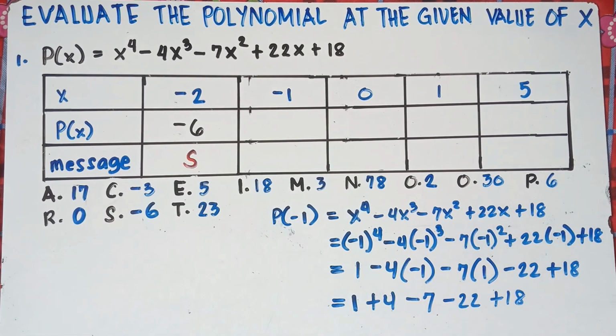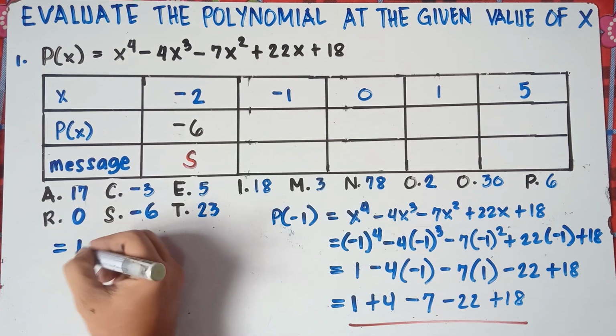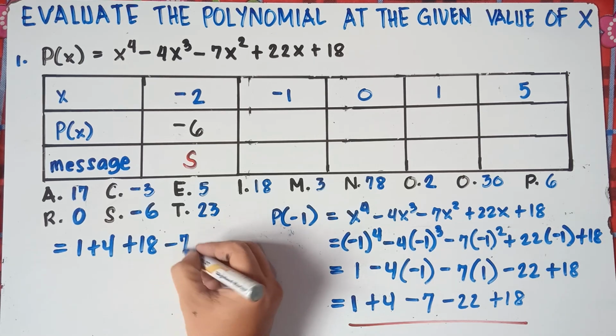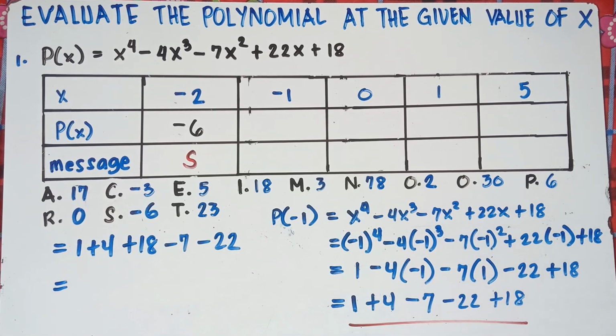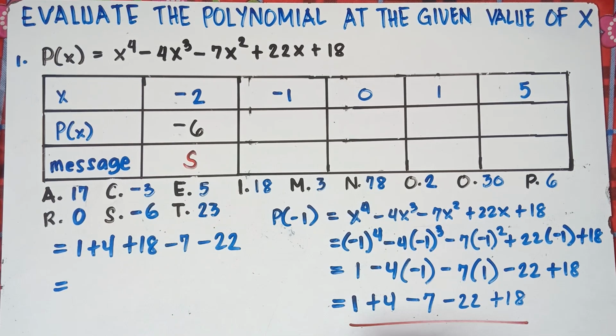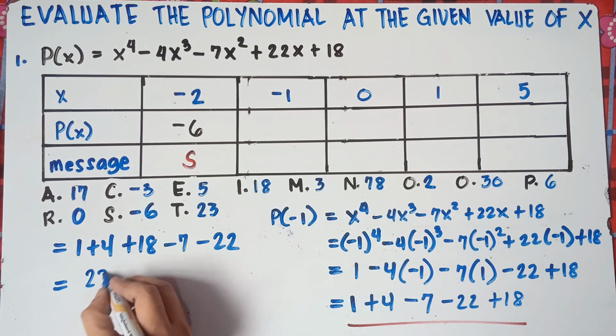Alright, so we need to arrange this one class for you not to be confused, because there are so many students who will be committing mistakes in this particular scenario. You copy first the positive, then next will be negative. So this will be 1 plus 4, then we have positive 18, minus 7, minus 22. So this will be 1 plus 4 is 5, plus 18, that would be 23.